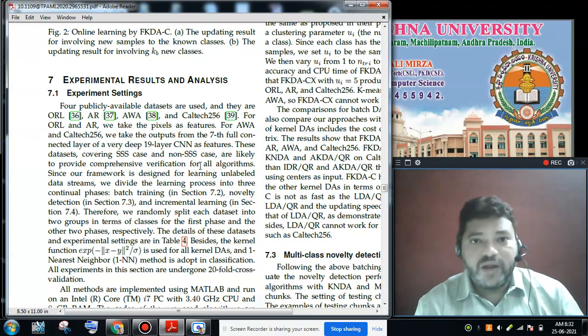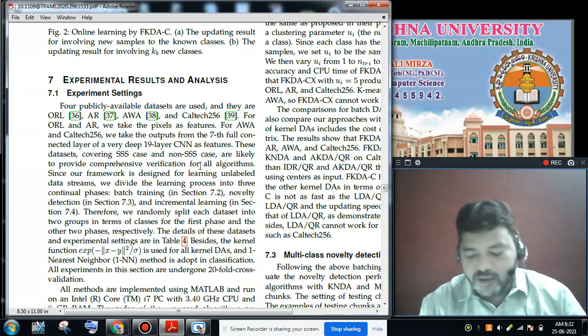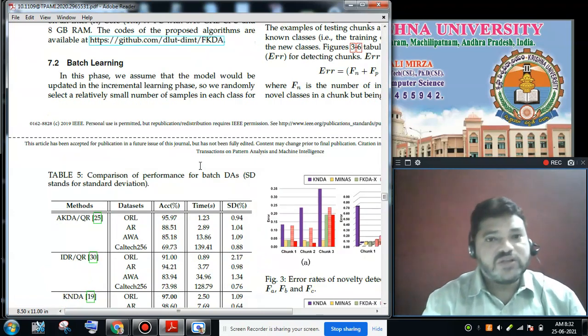Source code is also provided. They had given the place where that source code is publicly available. Of course, you can go and get that source code also. See, this is the batch learning.